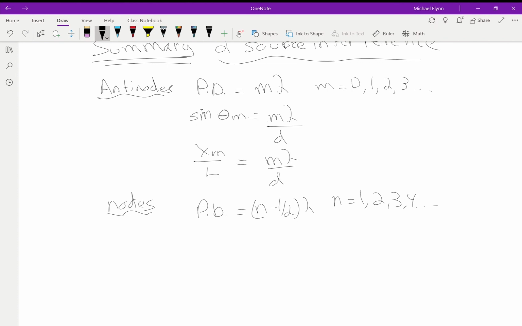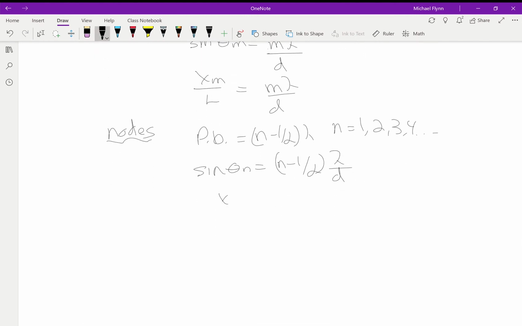And you get sine of theta n equals n minus 1/2 lambda over d, or xn over L, the last one, is n minus 1/2 times lambda over d. So that is the summary of all the equations that you need for 2-point source interference.